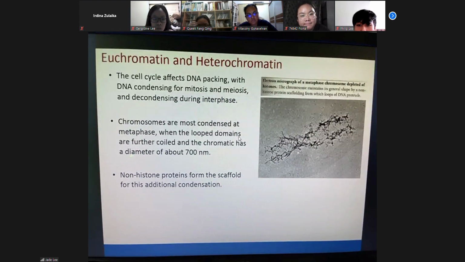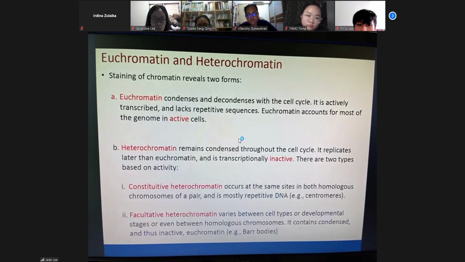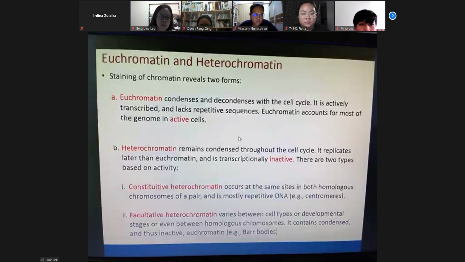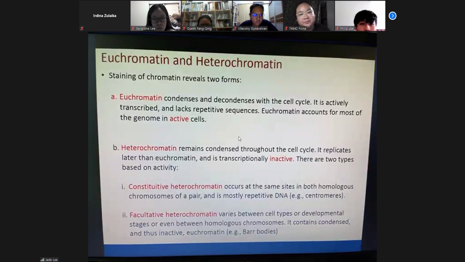Okay, so chromosomes are most condensed at the metaphase when the loop domains are vertical and the chromatid has a diameter of about 700 nanometers. And the non-histone proteins form the scaffold for this additional condensation. Okay, for this, upper to euchromatin, it condenses and decondenses with the life cycle. So it is actively transcribed.